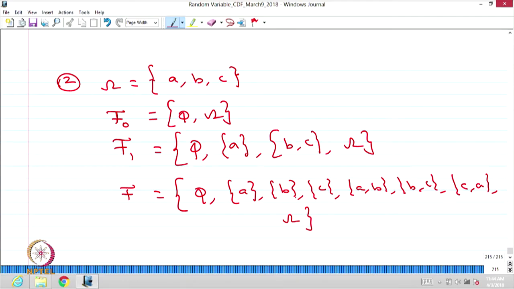Count 1, 2, 3, 4, 5, 6, 7, 8 elements. The number of elements in the sample space is 3. So 2 power 3 is 8. So this is the largest sigma field, nothing but the power set.